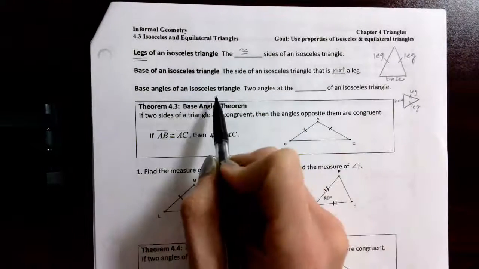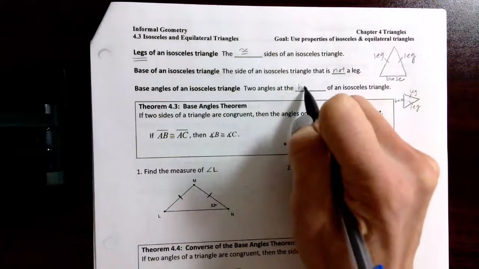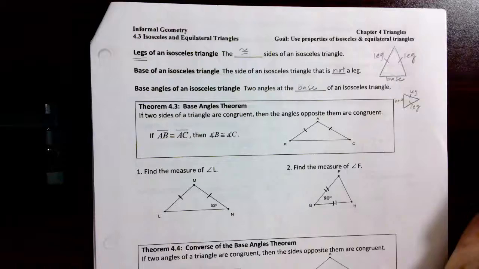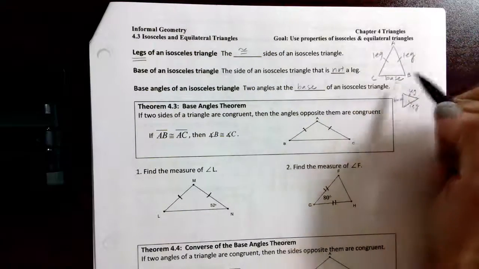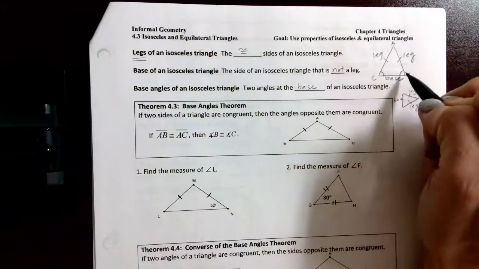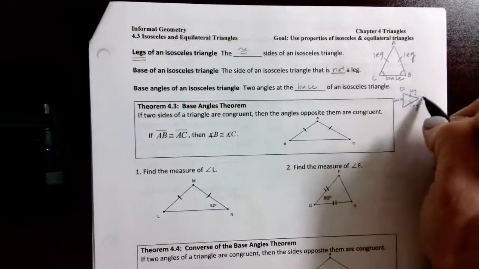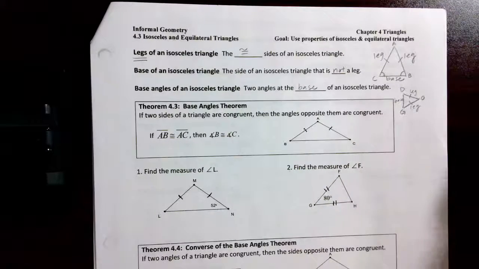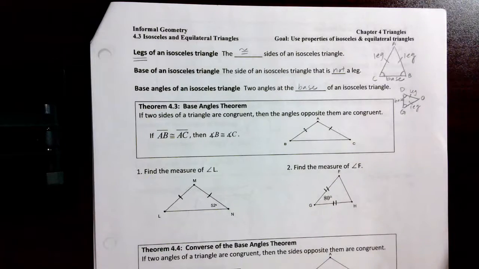The base angles of an isosceles triangle are the two angles that are at the base of the isosceles triangle. So if I were to name this triangle ABC, the base angles have to be touching the base of that isosceles triangle, so B and C. If I name this triangle over here DOG, the base angles, once again, are touching the base, so that would be angle D and angle G.